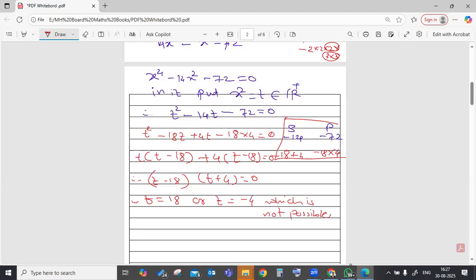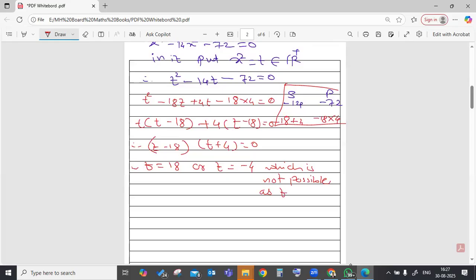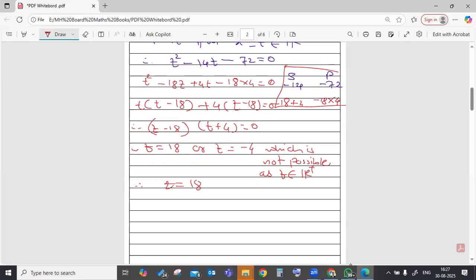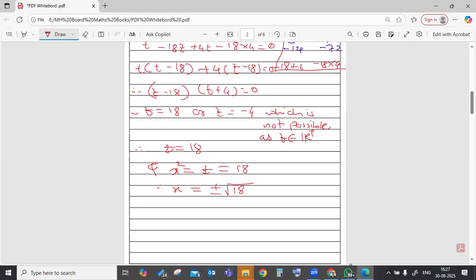Why not possible? Because t is a positive real number. Therefore, t must be 18. Now take this t and x square equals t equals 18. Therefore, x equals what? x equals plus or minus square root of 18. Now, if x is plus or minus square root of 18, put in equation 2 above, y becomes what?